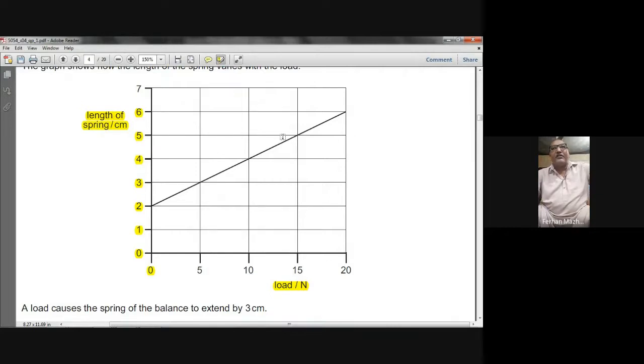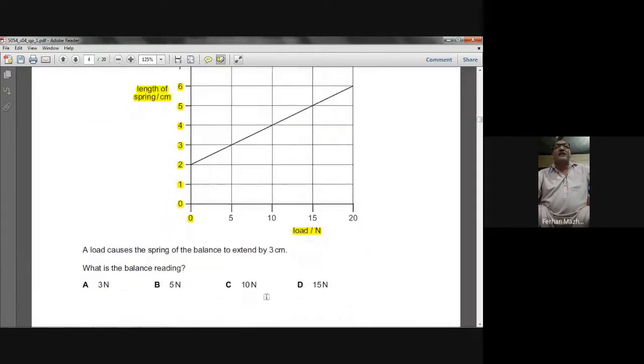From here, I will go to that graph. And below that point, when it intersects the graph, then I check what's the load. That is 15 Newton. So it means that the answer is how much load you have hung there. 15 Newton. Do you understand this question?